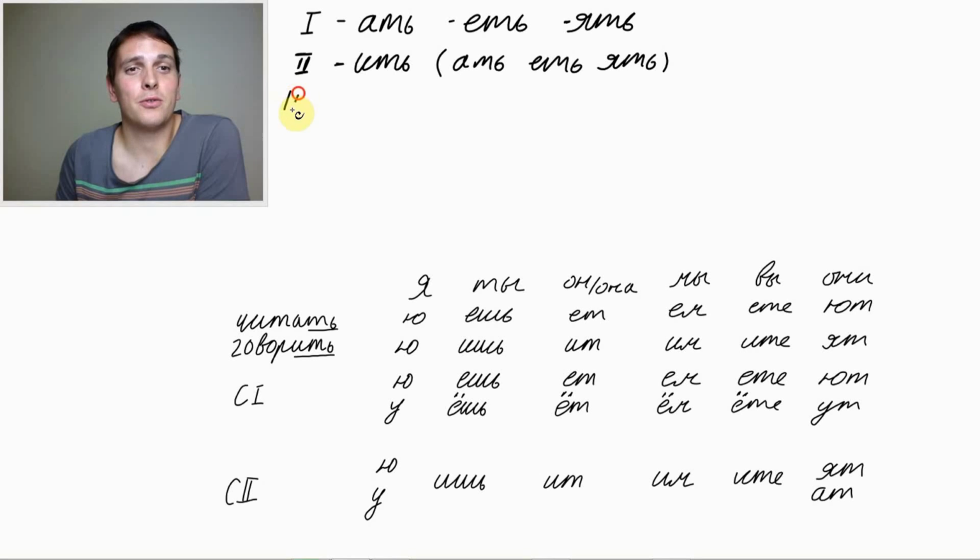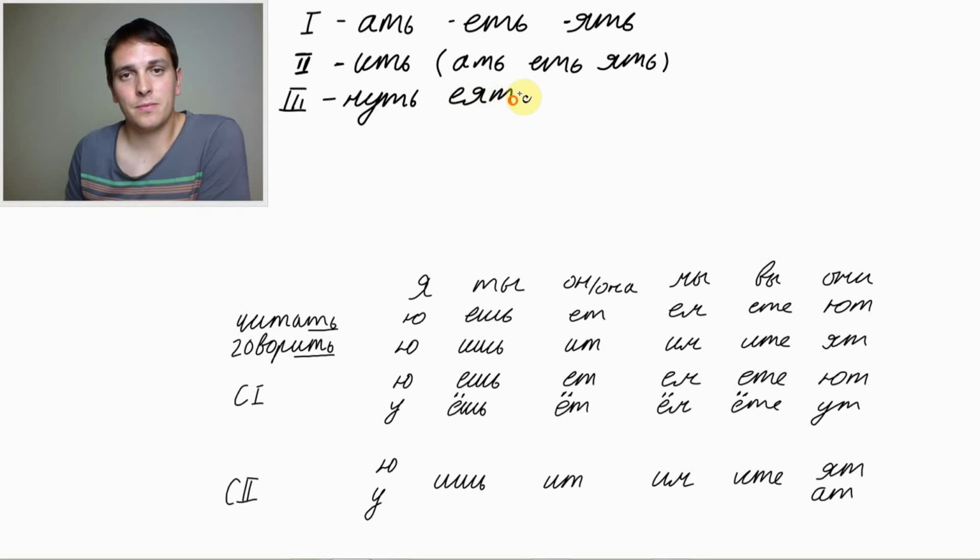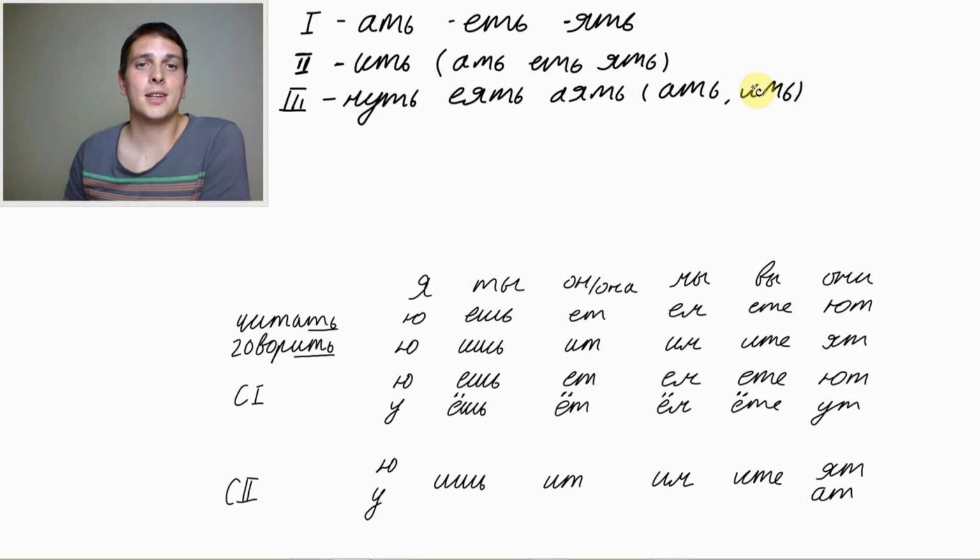So, the third type would be нуть, еять and аять. But also ать and ить. Don't get scared. There are so many things and they are intercepting each other. For example, ать is from the type number 1 and ить from the type number 2.